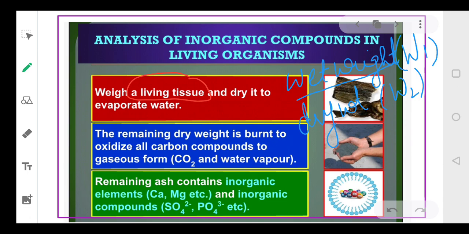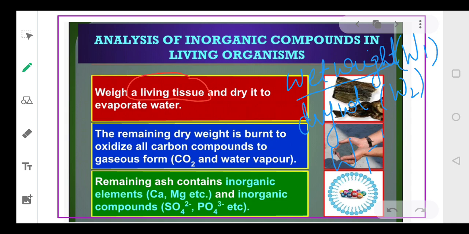Tell me everyone. First, we took the tissue, weighed it, and called it wet weight. Second, we kept the tissue in the sun so that water can easily evaporate from it. And now after drying it, we are again weighing it. So this will be called dry weight and we are labeling it as W2. Can you tell me how much water has evaporated from the tissue? Can you calculate? Yes. Very good.